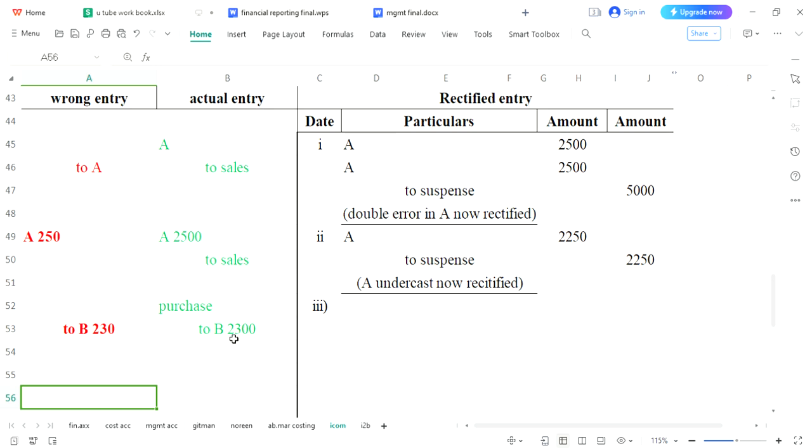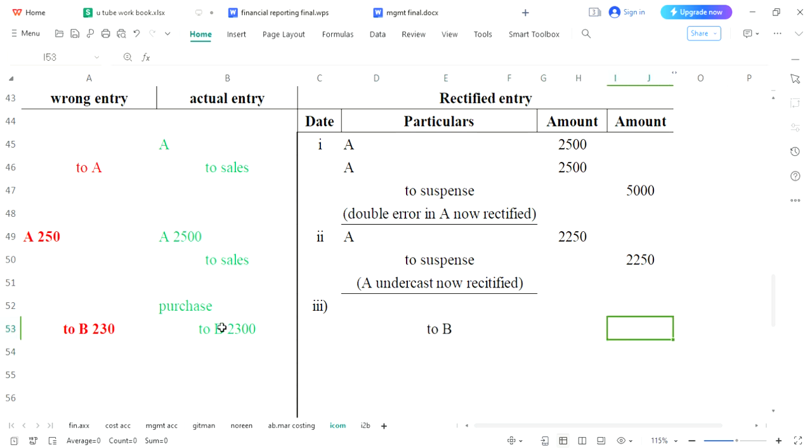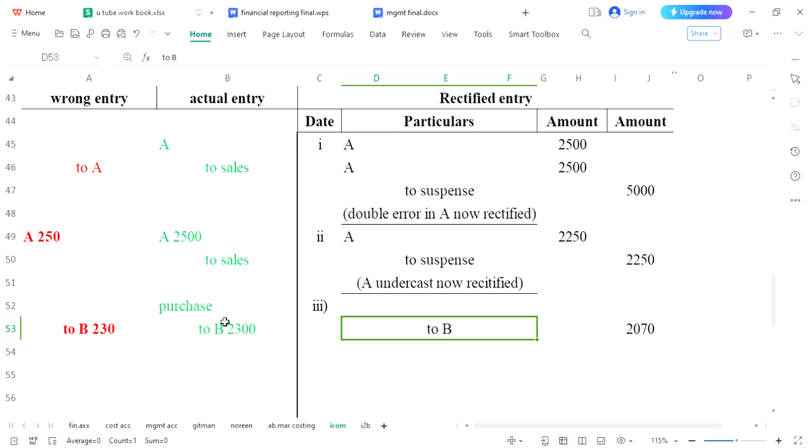In undercast we use the same place. B was supposed to be credited, so still it would be credited again, and with how much amount? Total amount was 2300. Out of this 2300, 230 is already written, so the remaining amount would be placed over here, 2300 minus 230. So we have got 2070. Now please understand, the mistake was only in B. This red line is showing the mistake is only B. There was no mistake in purchase, so purchase would be ignored.